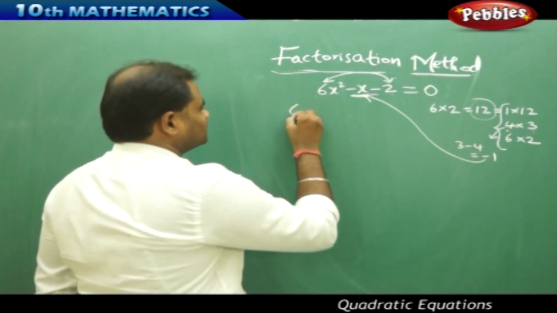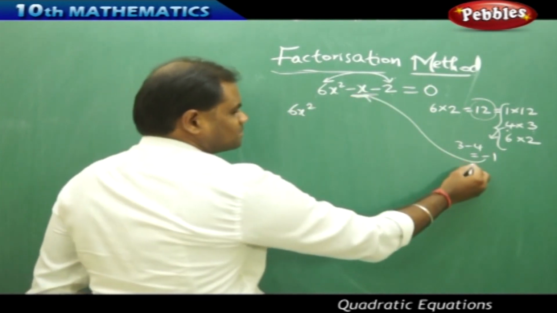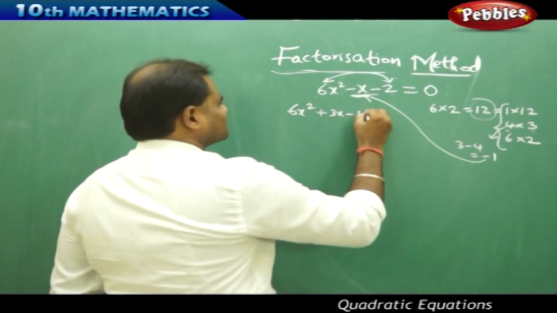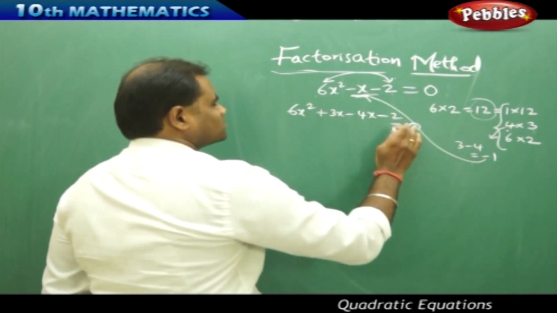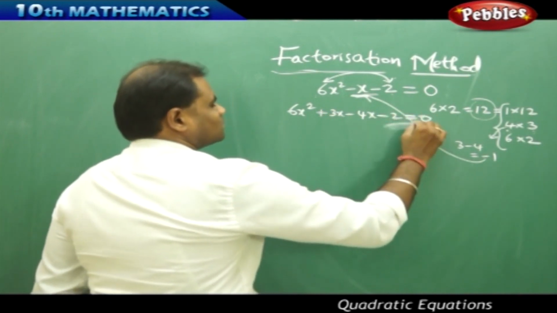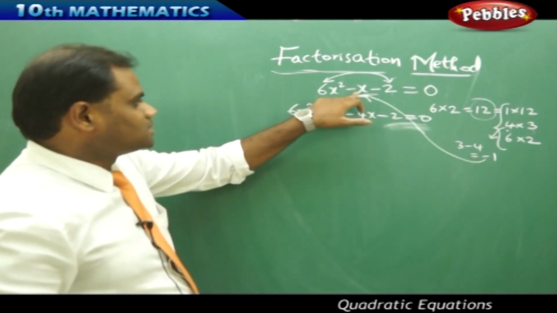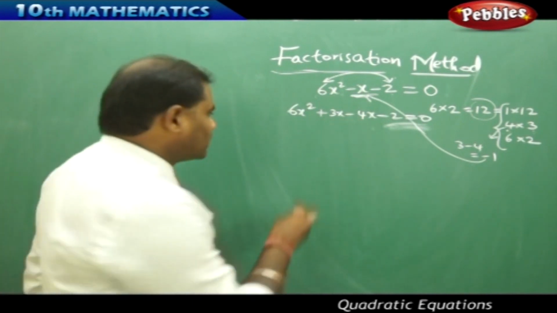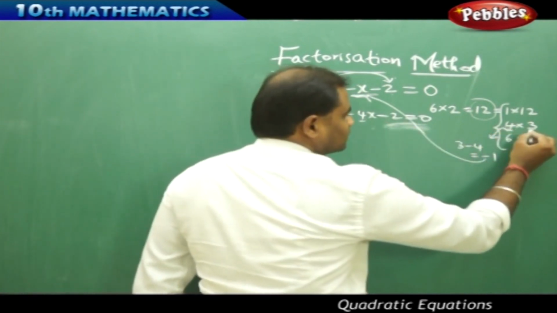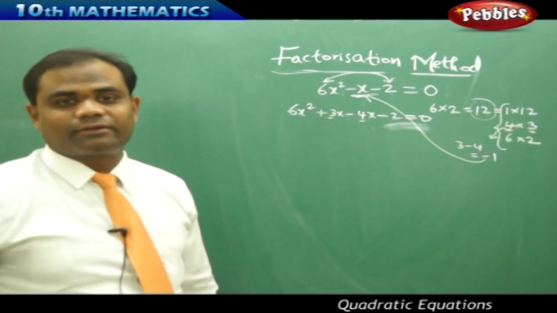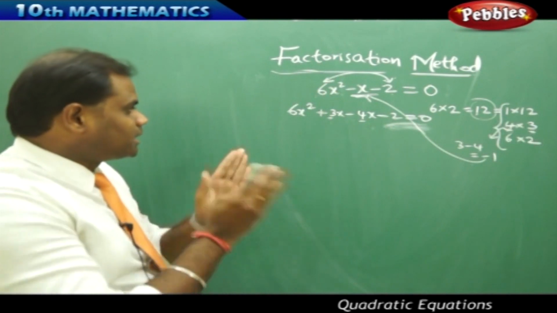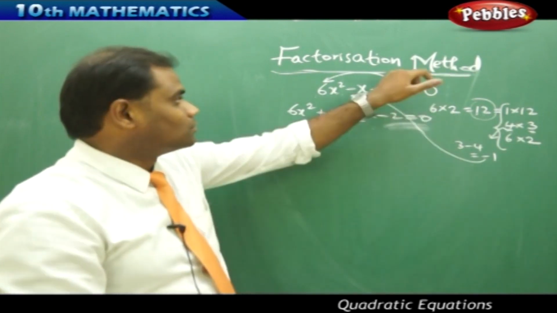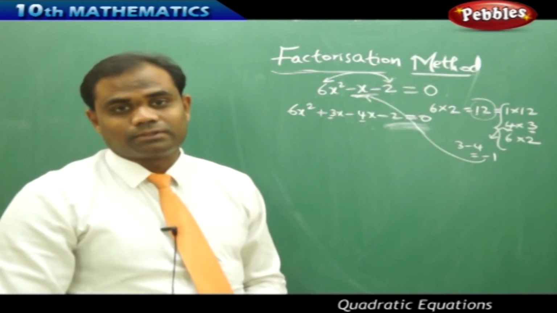Therefore, when I split this, -x can be split as plus 3x minus 4x minus 2 equal to 0. Because 3x minus 4x is minus x. So indirectly, minus x, I can write as 3x minus 4x, so that the factors 3 and 4 obtained for 12 here will help in factorization. So when I split x in the form of the factors of 12, then only factorization is possible through the factorization method. Very important to note here.